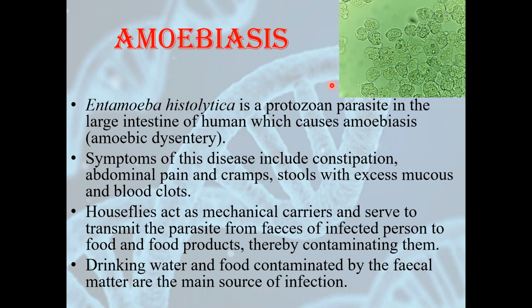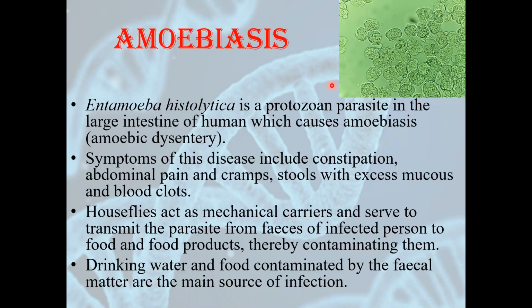What are the symptoms? Constipation, abdominal pain, and cramps in the abdomen. The stools will be released with excess mucus, and sometimes even blood is released with the stools. This release of blood with the stools is the major symptom of this disease. How is this disease spread? It is spread by houseflies.